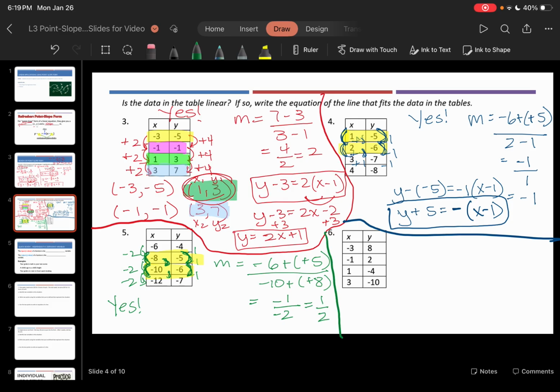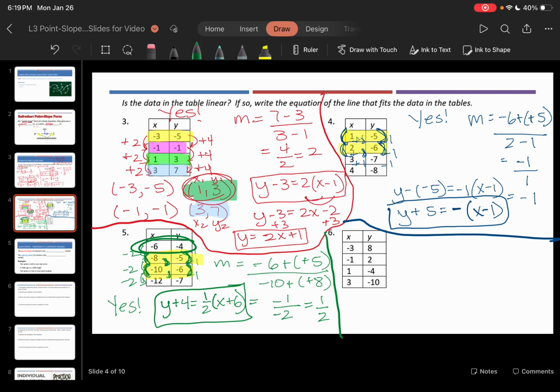And then, depending on what point you picked, depends on your equation. I'm just going to pick this first point. So y minus negative 4 would have become y plus 4 equals 1/2. X minus negative 6 would have become x plus 6.